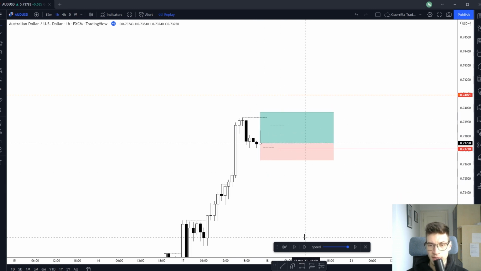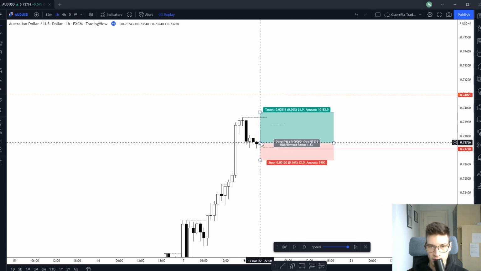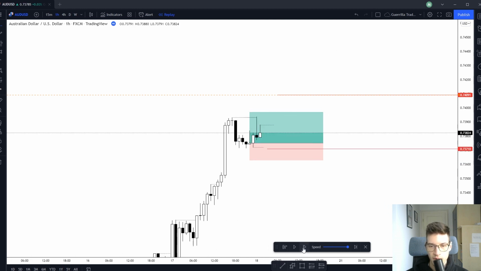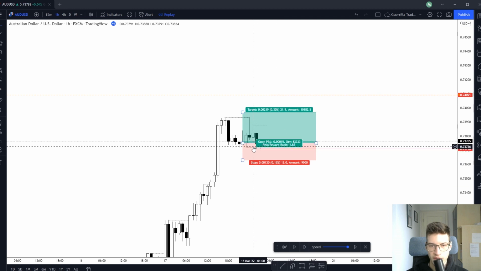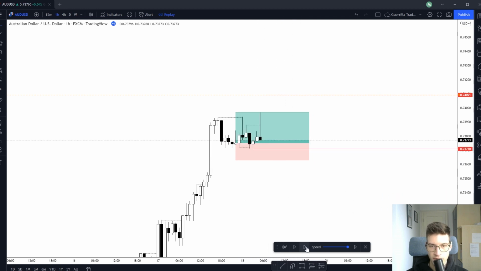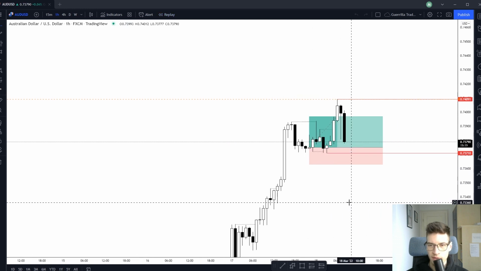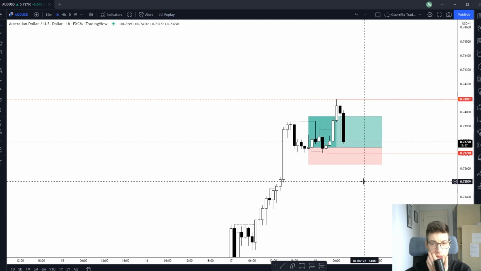So this was definitely a textbook entry, and I placed a long order at this point. Then price actually broke the high, retraced, broke the low, retraced, didn't take me out right here, fortunately, and then continued to the upside. So currently it looks like we are going to reverse.